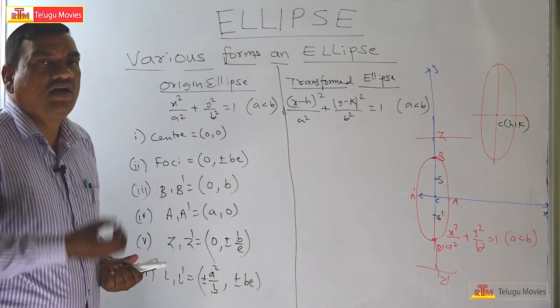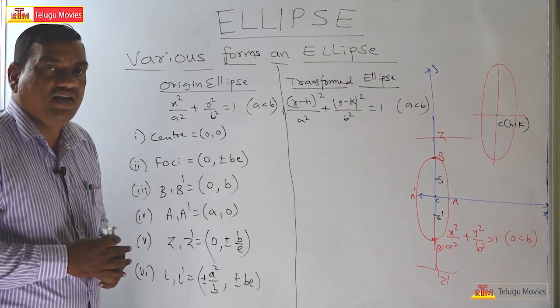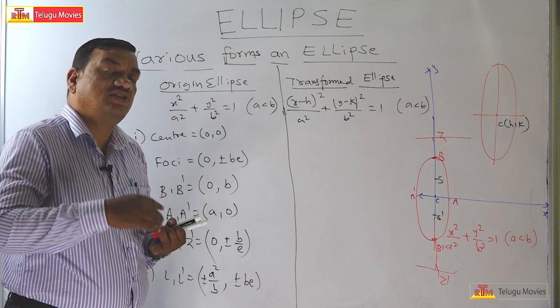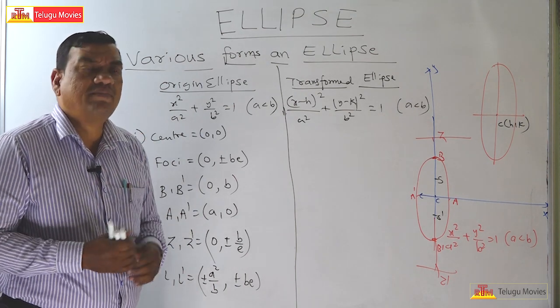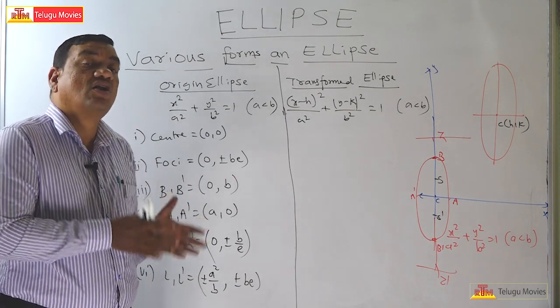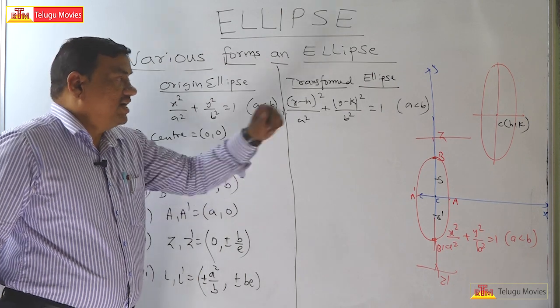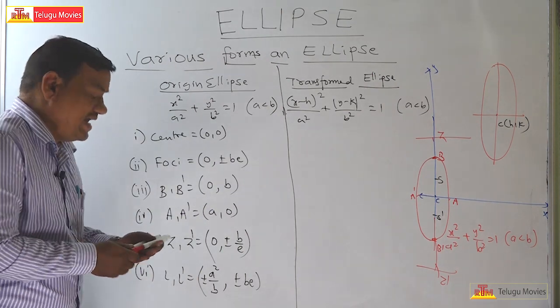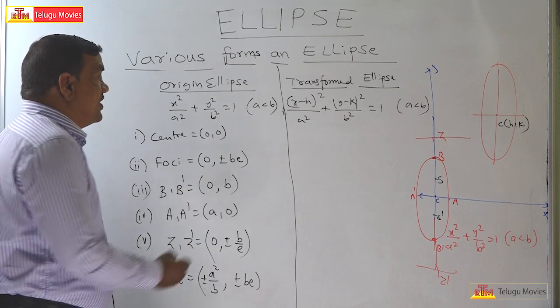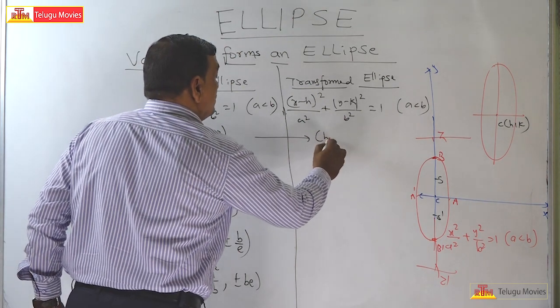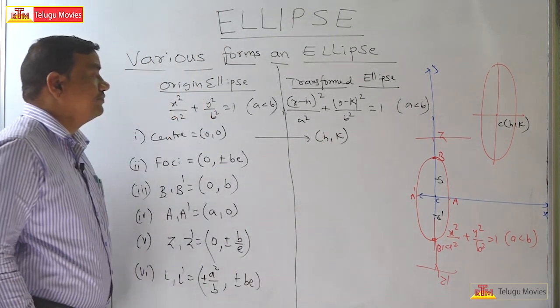If there is a small increment in our salary, our way of life also will change, for everything it will change. But there are certain things which are always constant. Let us see that. The center will be (h, k).